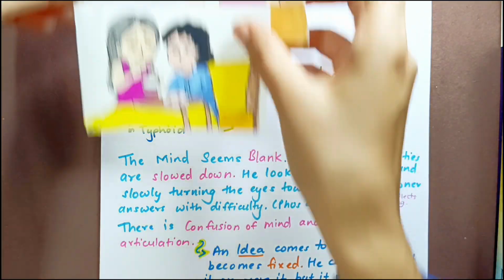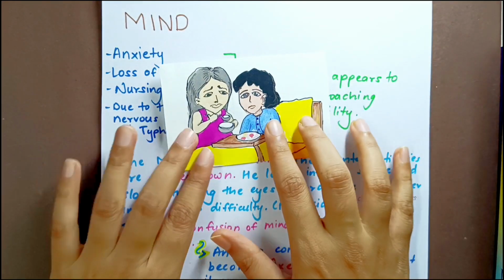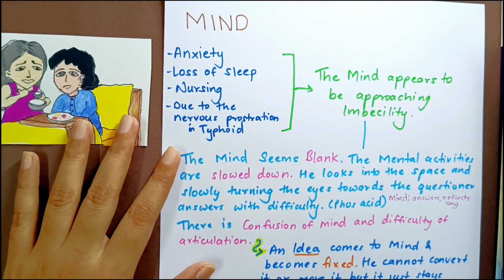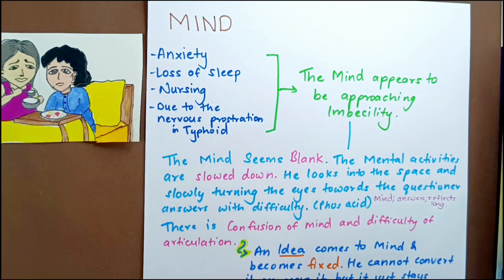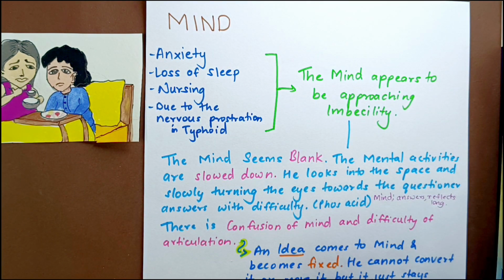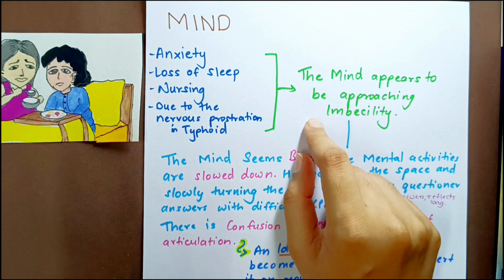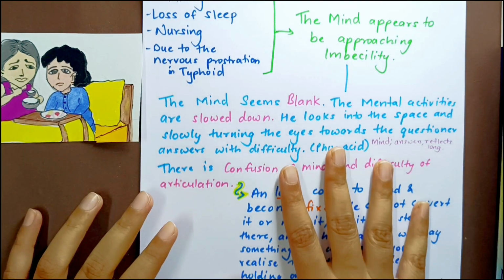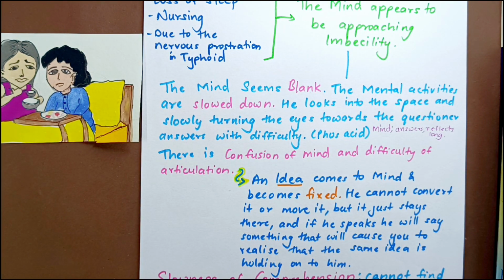So all of these things, especially if you remember this situation as we've already discussed in part one, you're going to remember the ailments that happen in Cocculus. So this is what happens. And now let's see how our authors very beautifully explain what it is that you see in the patient and feel that yes, he is approaching imbecility. So Dr. Kent writes that the mind seems blank, the mental activities are slowed down.